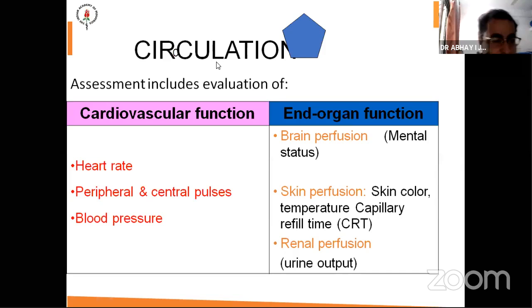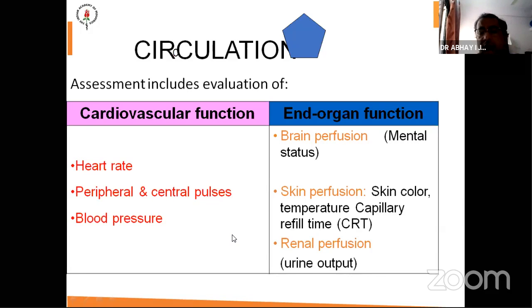We'll look for heart rate and whether tachycardia or bradycardia is there or not. Peripheral and central pulses and blood pressure. Blood pressure to assess whether hypotension is present or not. That will decide one of the important crucial things which we need to follow. In due course of time, I will come to that because compensated versus decompensated shock are to be decided on the values of blood pressure which are age appropriate for that patient.